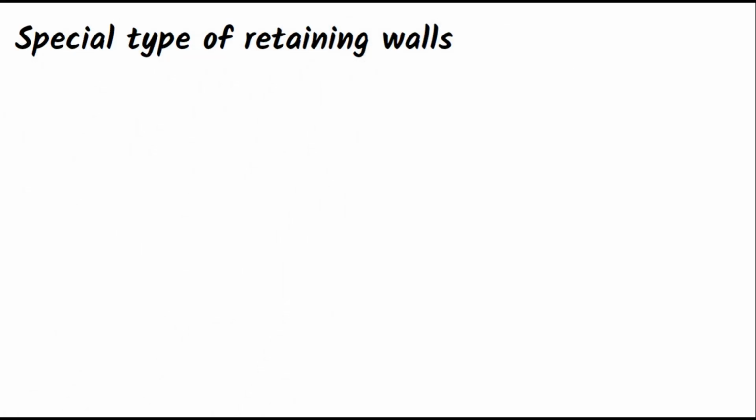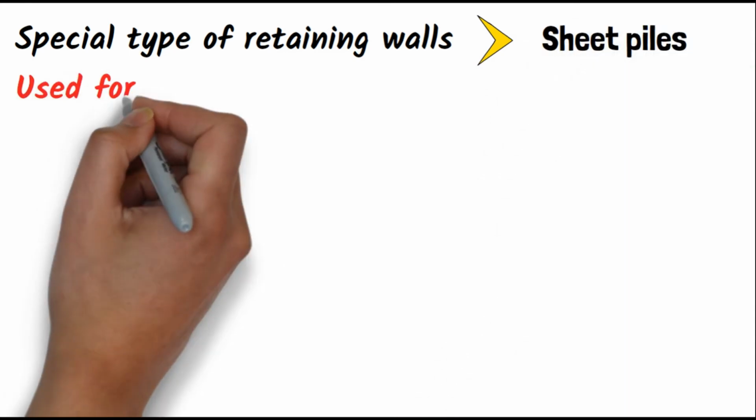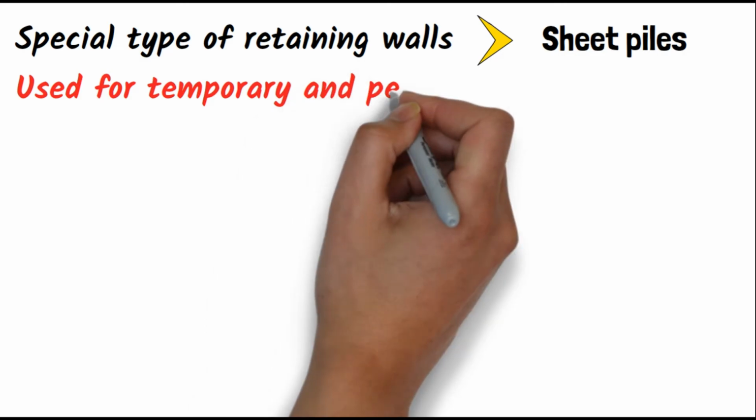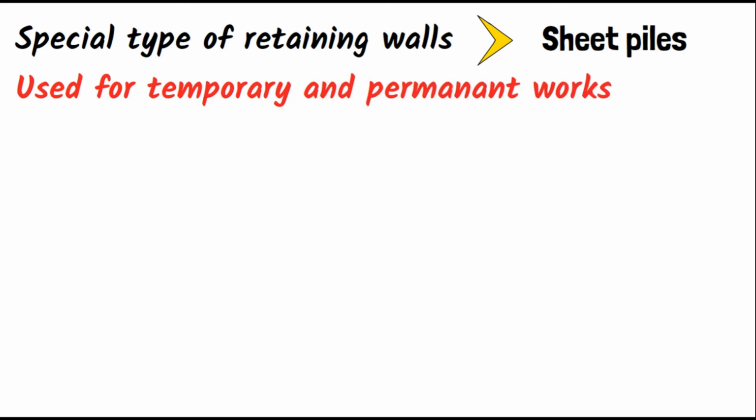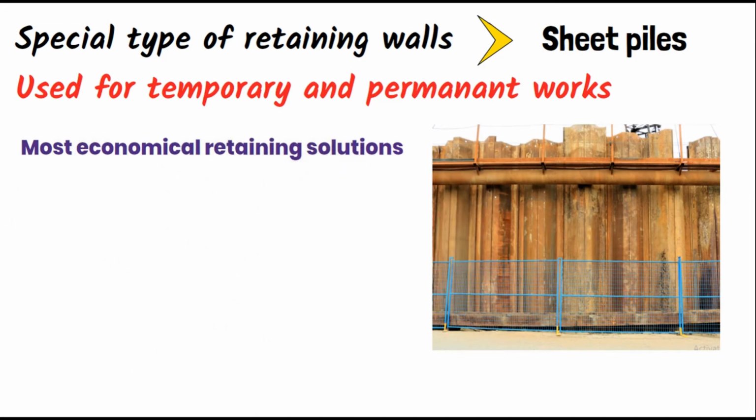Special type of retaining wall systems. We'll discuss all the special types of retaining systems. First one is sheet pile. They are basically used for temporary and permanent works, and they are considered the most economical retaining solution because they can be reused after works.